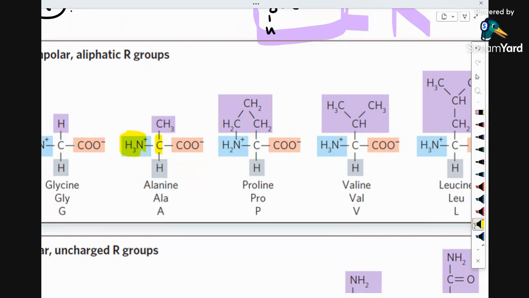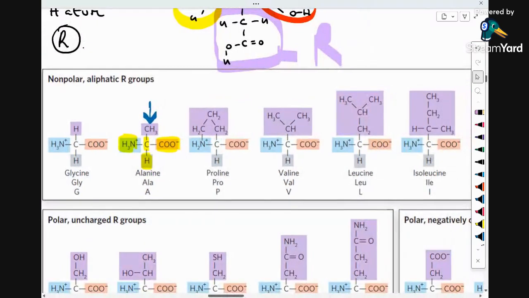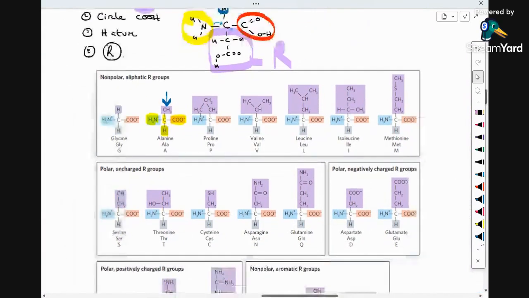Look for the alpha carbon. Circle the carboxylic acid group attached to it. So here we go. Look for the hydrogen, and whatever's left is your R group. So there we go, CH3. And you can see that we've got something called aliphatic R groups. Don't worry about that. It just means it's non-aromatic. Okay, so it's not like a benzene.